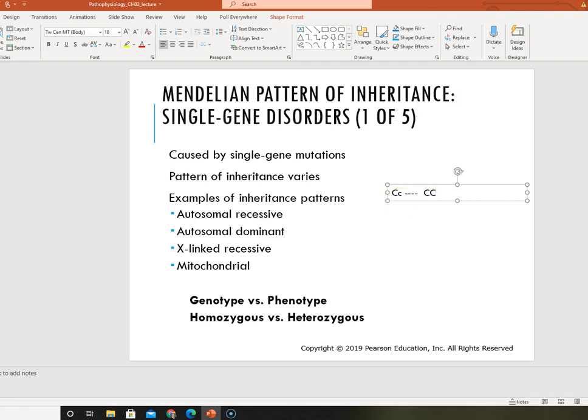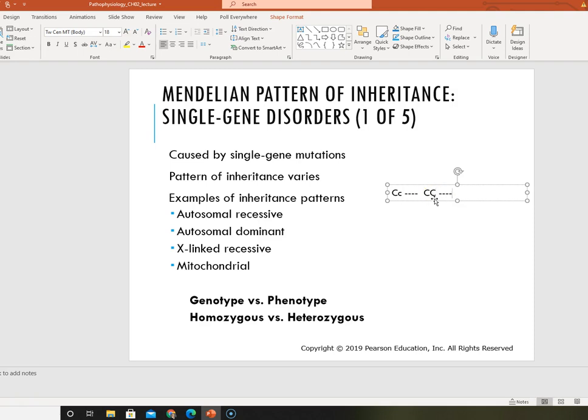If we have 2 big C's as our genotype, we got one big C from our mother and one big C from our father. Remember, these are considered alleles, alternate versions of the gene. For our purposes, we're going to talk about the normal allele versus the diseased allele. In this case, you would be considered homozygous dominant.